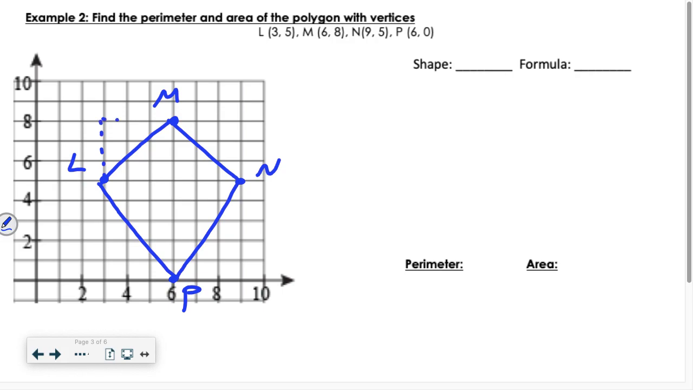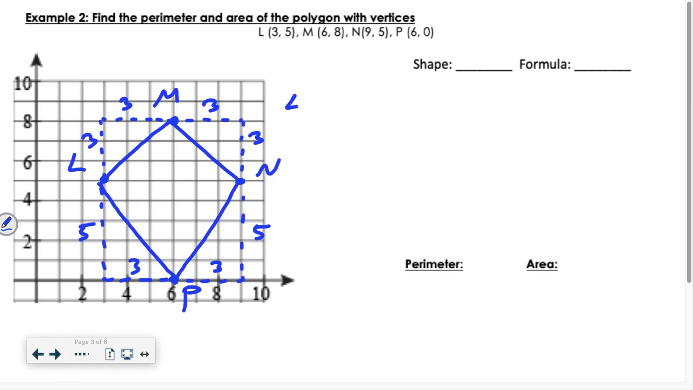So again, I'm going to use Pythagorean theorem. If I draw these triangles around the outside of my shape here. So this one right here at LM is made up of 3 and 3. So is right here at MN, made up of 3 and 3. On N to P, I have 5 and 3. And then from P to L, I have 3 and 5 right here.